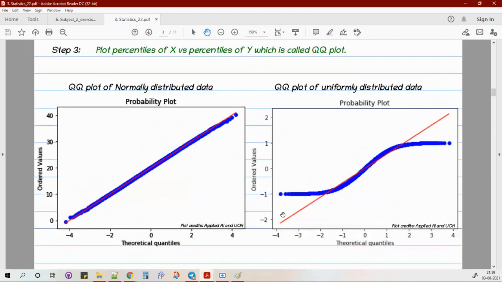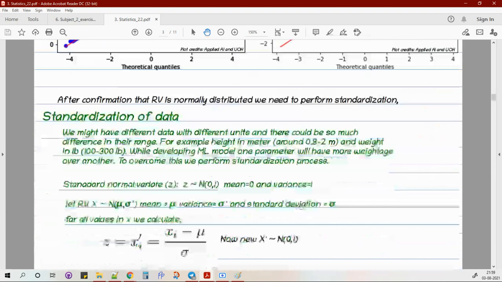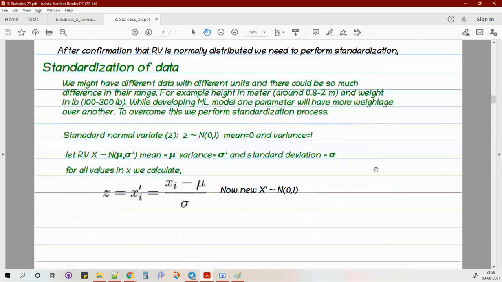Okay, with that in mind, let's jump on to the next, really easy topic, which is standardization of data, right? This is really useful in machine learning or real-life examples, because it is possible that the parameters in a data set are not following the same scale. If you have height in meters, the range would be something like 0.8 to 2 meters.